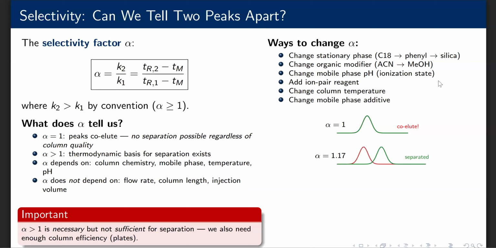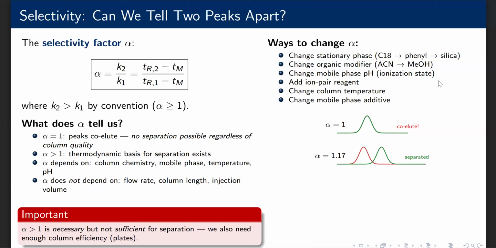A different column, a different mobile phase, a different pH, a different temperature. When alpha is greater than 1, as it is in the lower diagram, at alpha equals 1.17, the peaks have different retention times. There is a thermodynamic basis for separation. This is the critical concept to internalize. Alpha is a thermodynamic property that depends only on the chemistry.